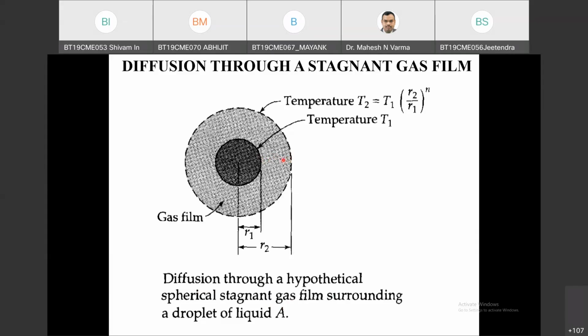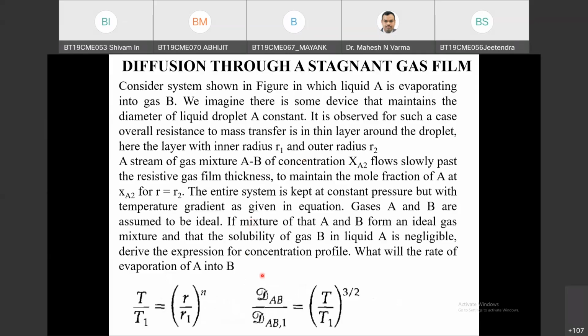Similarly, as temperature is changing, concentration is also changing. Okay, total concentration is also function of temperature, because of the ideal gas law: if temperature is changing, pressure will also change. So everything you need to take into account. Otherwise this problem is same. Only the temperature is varying. As temperature is varying, diffusivity is varying.